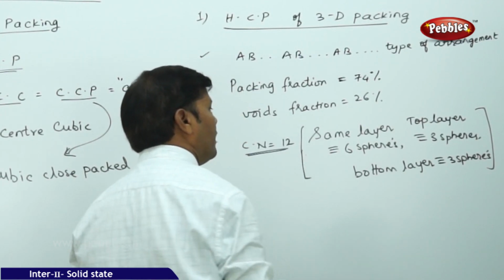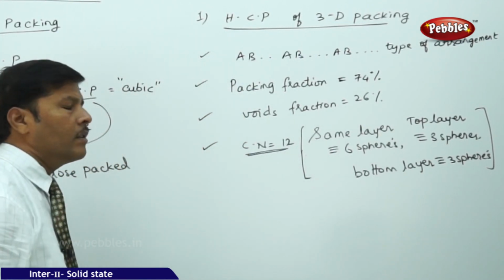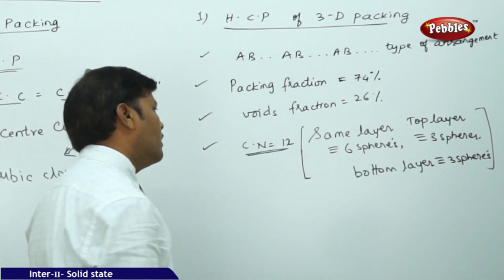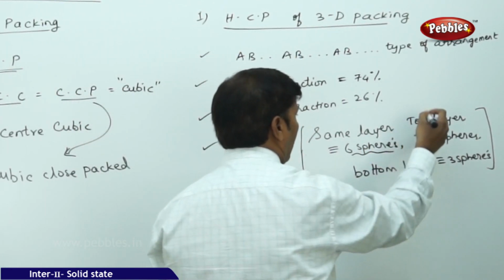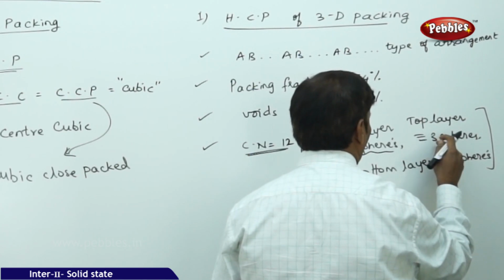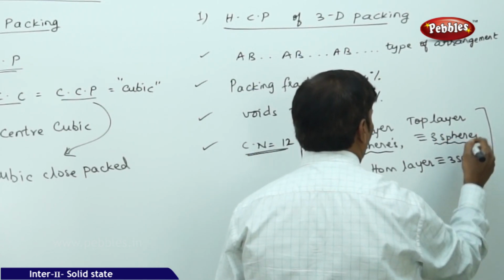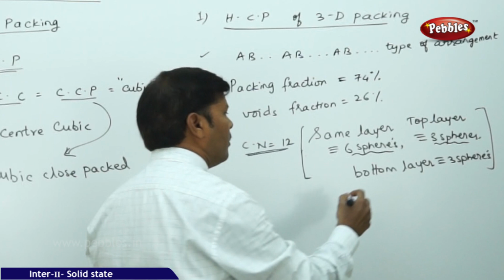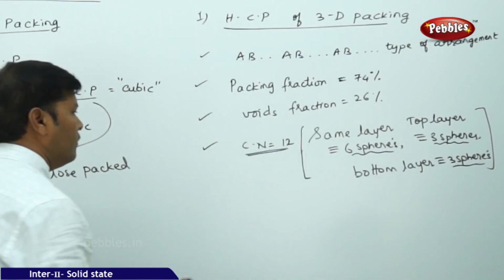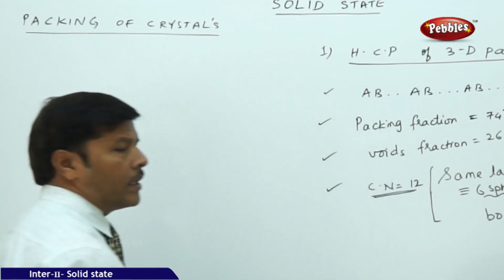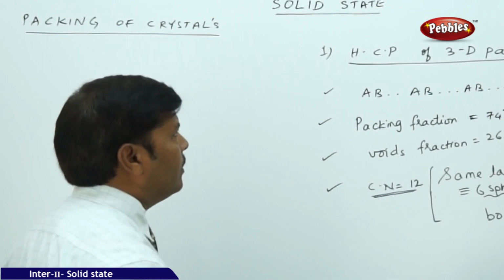If the HCP, the hexagonal close pack, has coordination number 12, it means that in the same layer it comes in contact with 6 spheres, in the top layer the face of the hexagonal plane comes in contact with 3 spheres, and in the bottom layer another 3 spheres. So for this, let me give you a diagram to prove the coordination number 12 in the case of hexagonal closed pack of 3D packing.